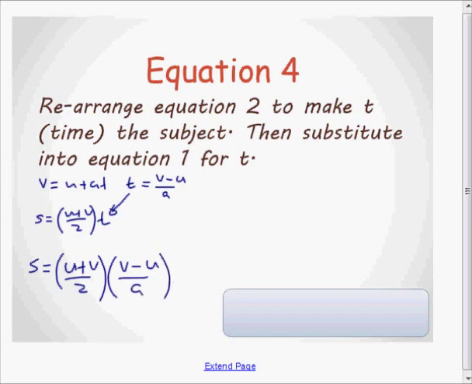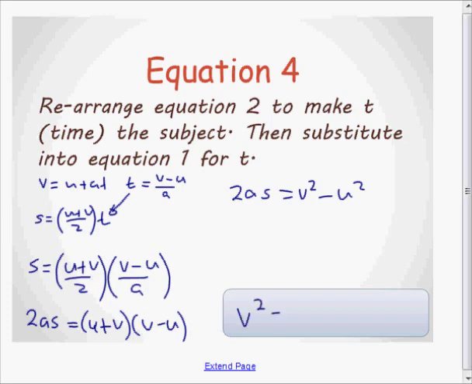If I multiply each side by 2 and a, I get 2as equals u plus v times v minus u. If you multiply that out, you get 2as equals v squared minus u squared. And then rearranging, you get v squared equals u squared plus 2as. And that's equation number 4.